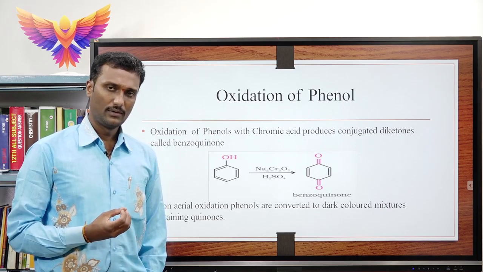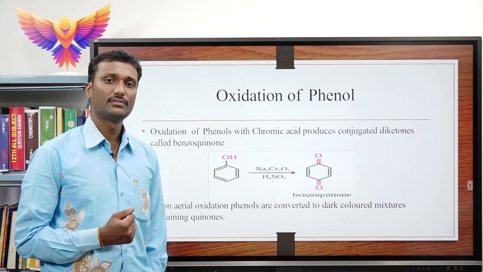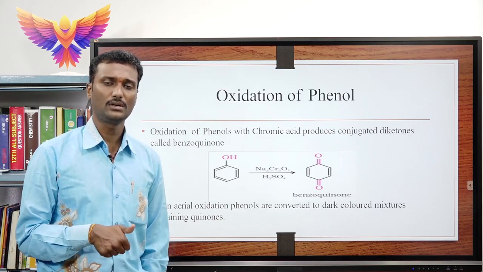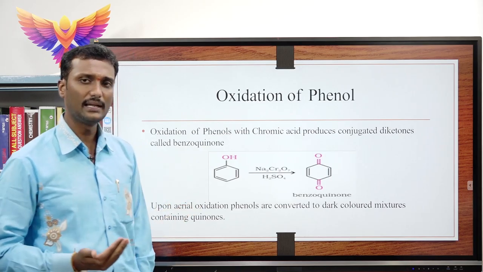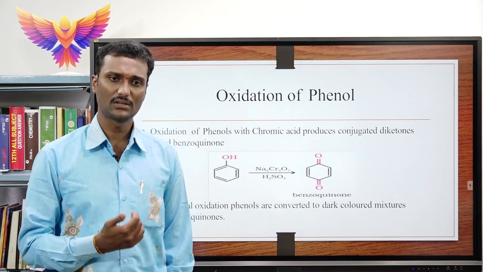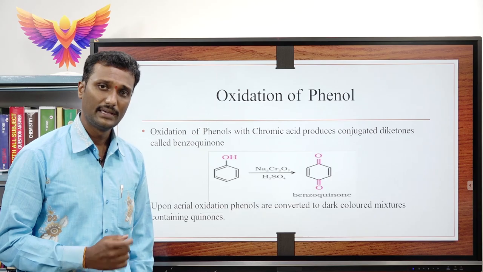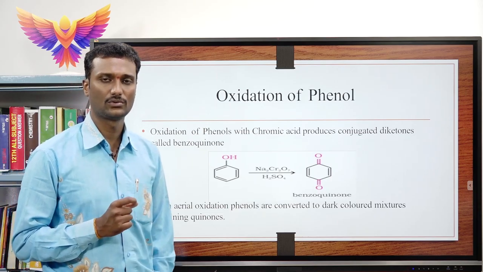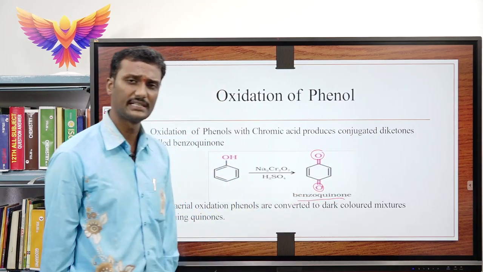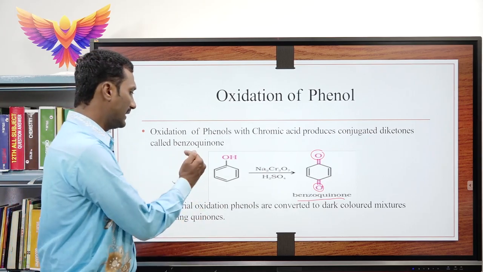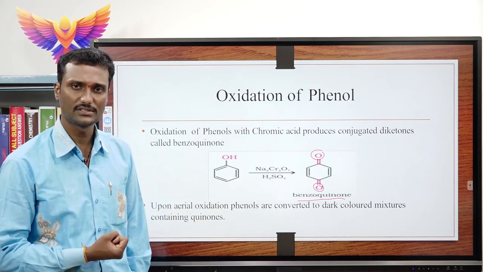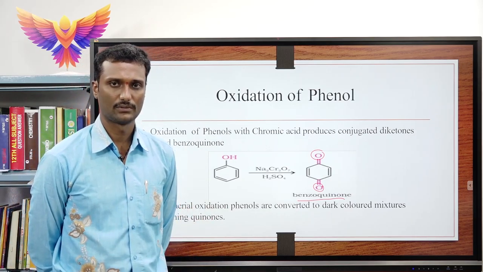So the next reaction, the oxidation of phenol. When phenol is in a liquid state and you open it in a laboratory, if you forget to close the bottle of the phenol, you can observe a dark color of phenol. Why, sir? Why is it so? Because phenol is converted to a diketone. The diketone means, yes, the benzoquinone. It is a derivative of the ketone group. So phenol is oxidized easily. When it is exposed to the atmosphere, it oxidizes to give benzoquinone.